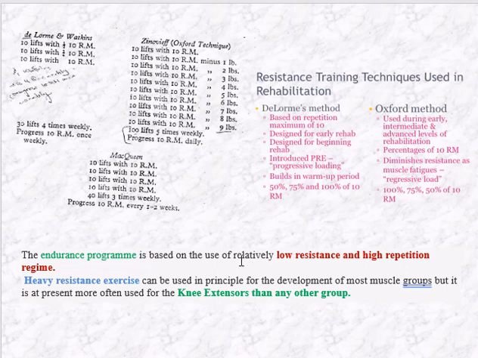The endurance program is based on the use of a relatively low resistance, high repetition regime. Heavy resistance exercise can be used in principle for the development of most muscle groups, but it is at present more often used for the knee extensors than any other muscle group.